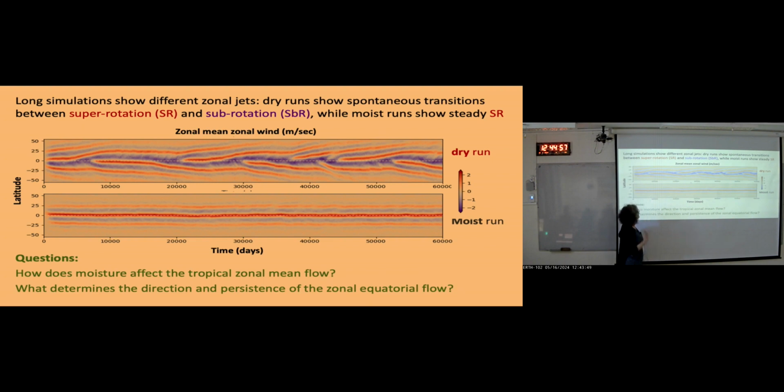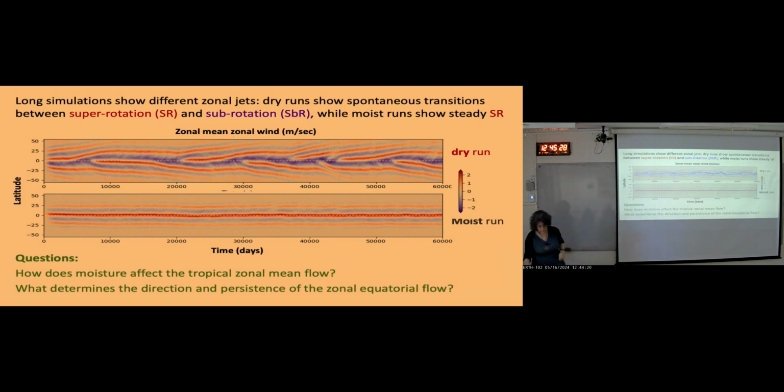But what fascinates me is also this poleward propagation. I've seen it from subtropical jets poleward. I've never seen it from the tropics to the subtropics. So I find this plot fascinating in itself, and we don't understand much of it yet. Hopefully we will. And the moist run is very different. It's super rotating. I mean, most moist models are, and it's stable, no transitions.